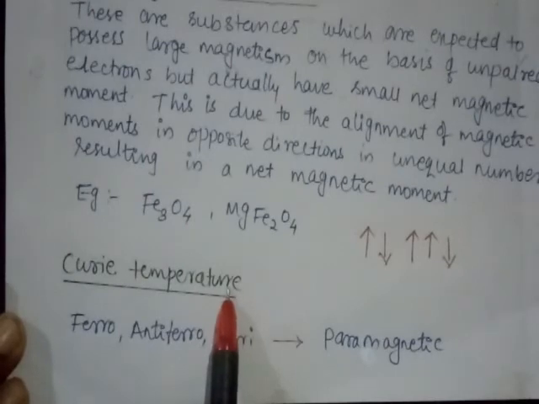Then another important point is Curie temperature. Curie temperature means it is the temperature at which the ferro, antiferro and ferrimagnetic substance became paramagnetic. It is called Curie temperature.